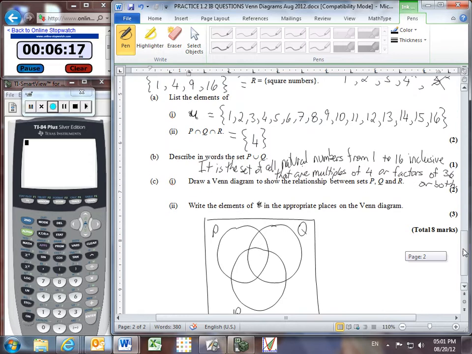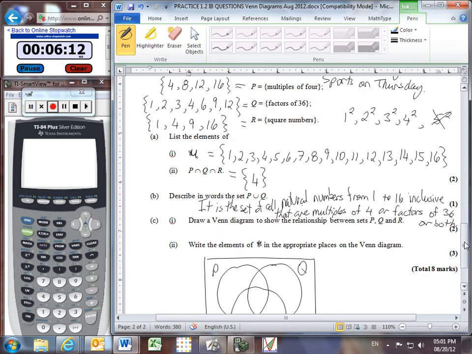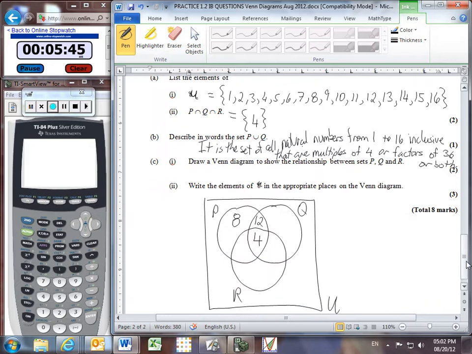Alright, I might have to scroll up just to have a look at what my sets are. So P is 4, 8, 12, 16. You notice that 4 appears in all 3 sets at once. So let's put the 4 right in the middle. And I also need to distribute 8, which does not appear in either of the other 2 sets, so it must be alone in this region. 12, which also appears in Q, so it can be in the overlapping section between P and Q. And 16, which also appears in R, and so it must go in the overlapping section between P and R.